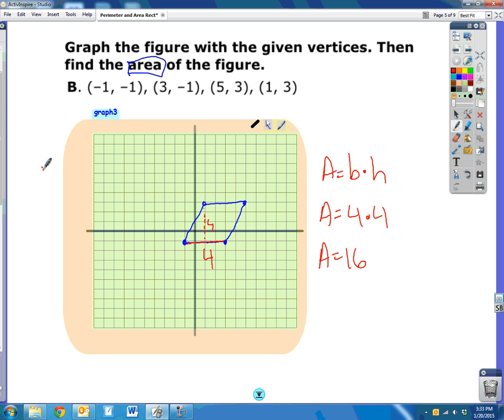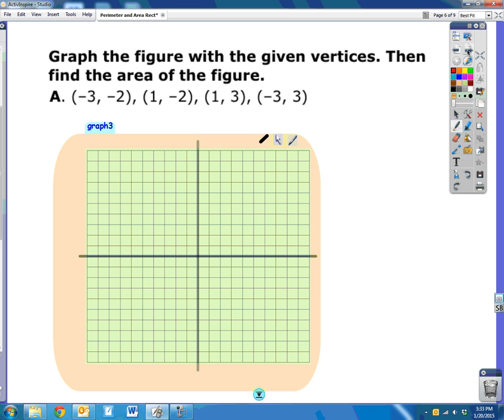Okay, we found the area. Pause it, try this one on your own. Graph it, and then find the area of the figure. I'm going to assume that you paused it. I'm going to assume that you graphed it.